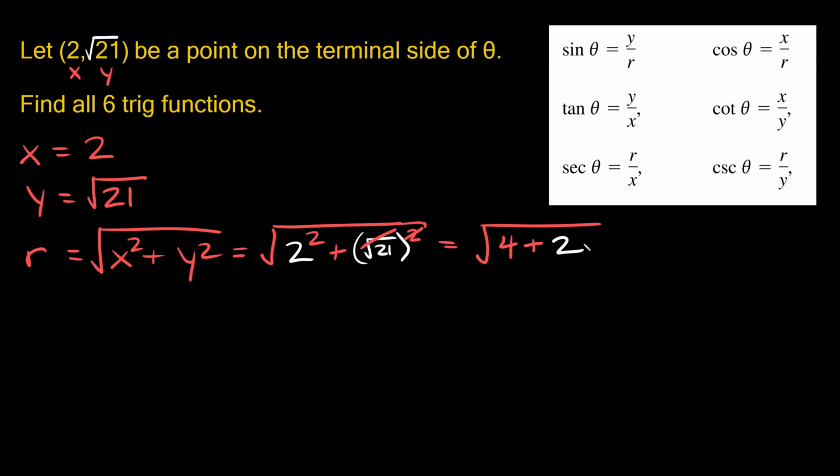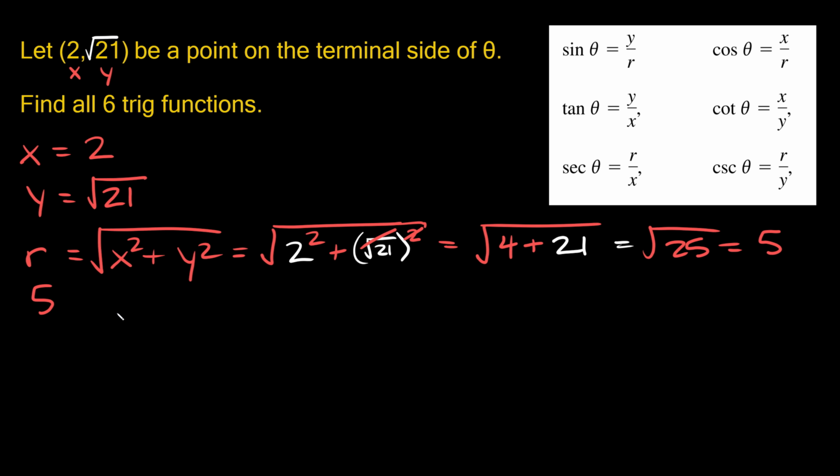Right? So here, this is going to be equal to, oddly enough, the square root of 25 again, which again is equal to 5. All right, so here r is equal to 5. We could just write it right there for reference. X is 2 and y is the square root of 21.